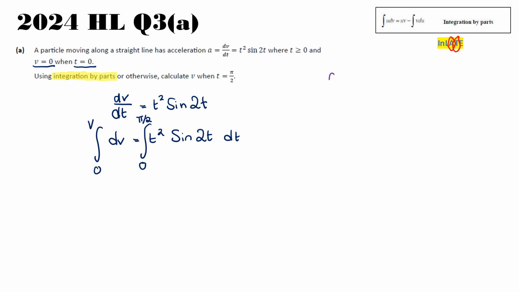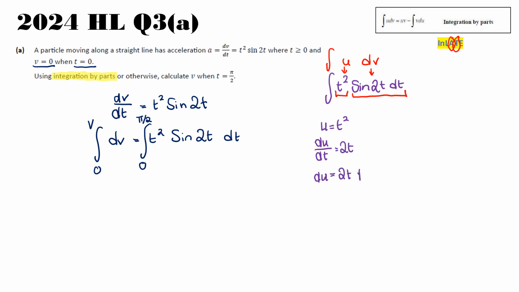So I'm going to bring these over. I'm going to leave my limits in the main question just for a second. sine 2t dt. This is the integral of u dv, this is my u, this is my dv. So we have u equals t squared, so we differentiate that. du/dt is equal to 2t, so du is equal to 2t dt. And then we have dv is equal to sine 2t dt, and we're going to integrate both of these.